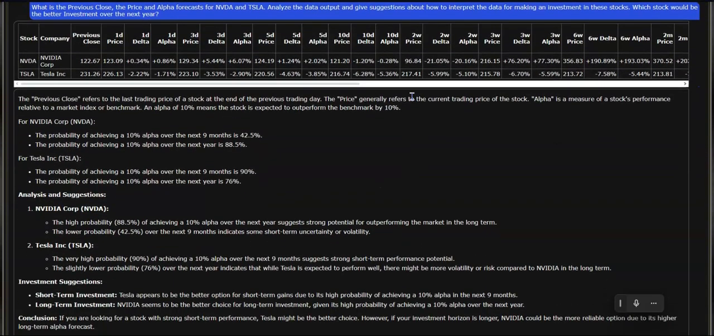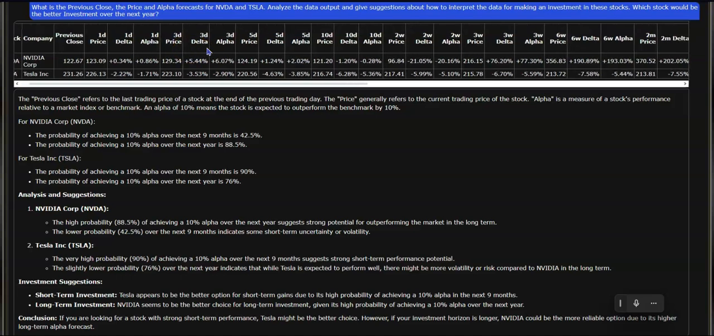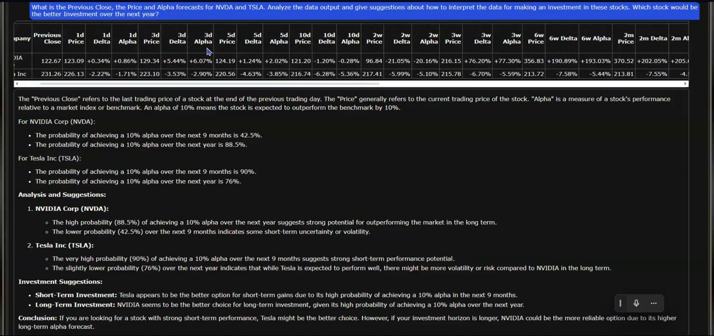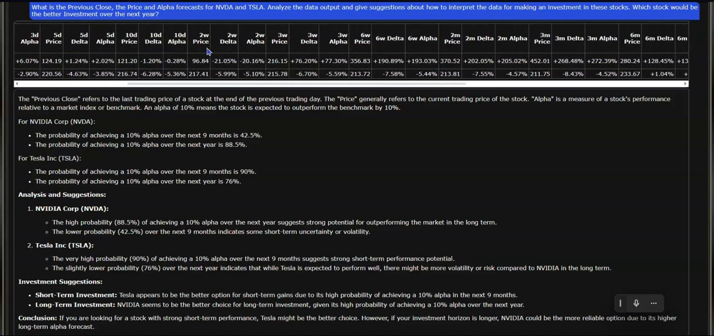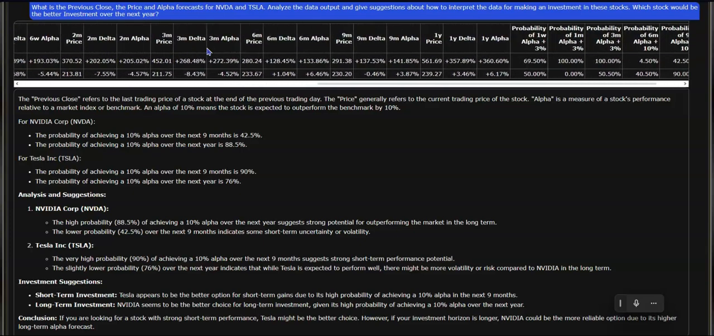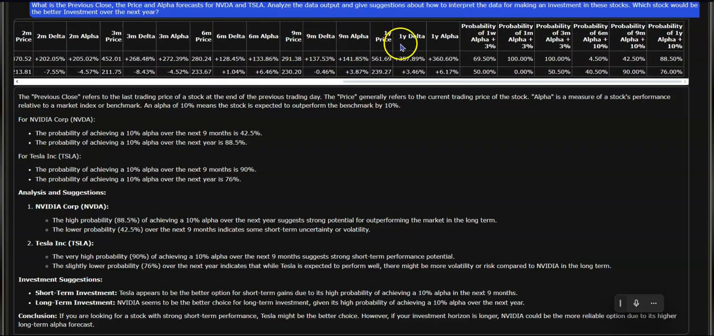So I get quite a bit of information from that first prompt. The data frame that is returned right here shows exactly what I asked for, the previous close of these two stocks. And then going from 1 day out to 1 year, both price, delta price change, and alpha for each stock all the way out to 1 year. And then the probability of alpha from 1 week out to 1 year.